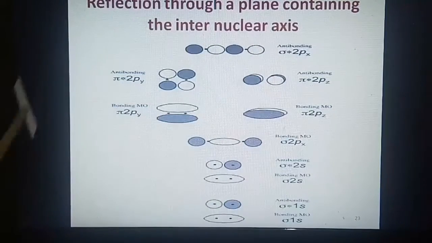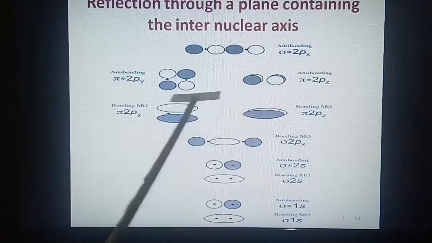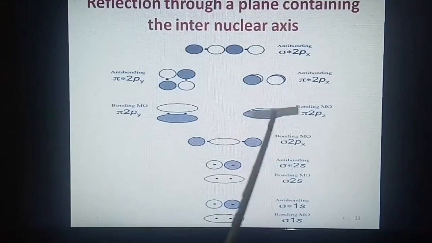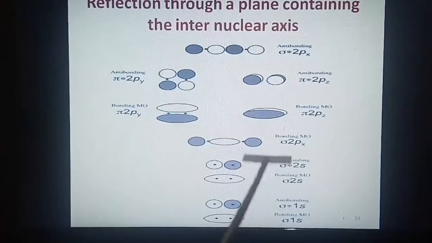So we can explain that in pi orbitals both plus and minus symmetries are there, and in sigma orbitals it will be either plus or minus.